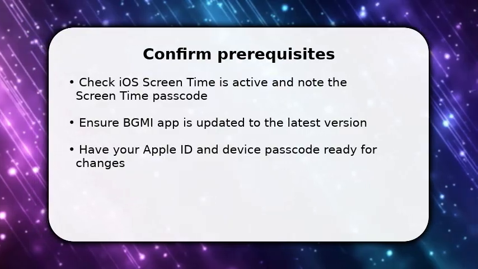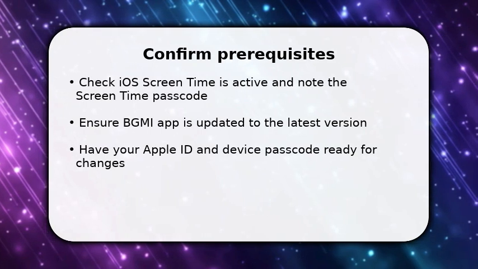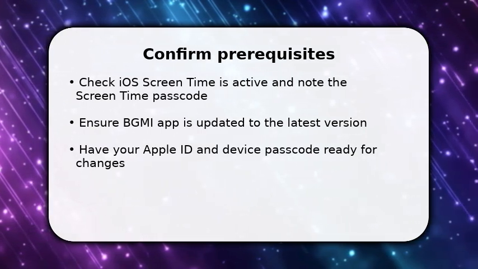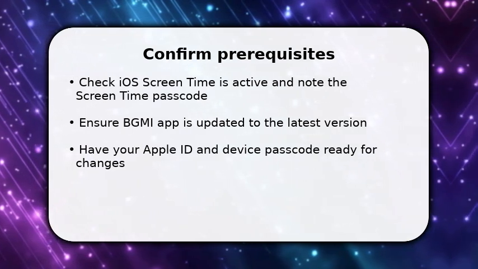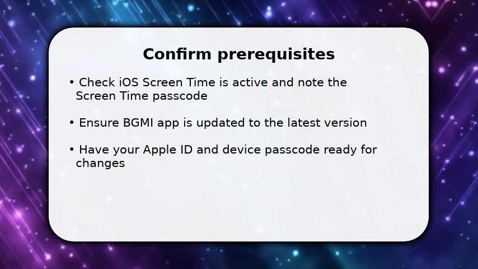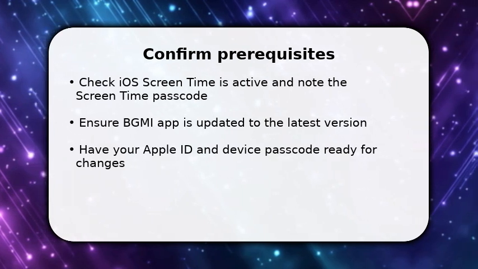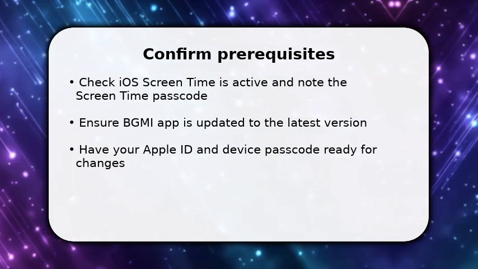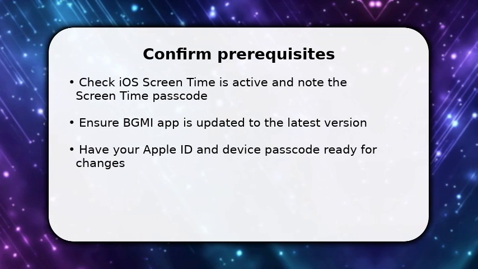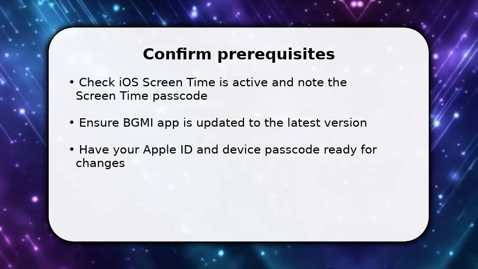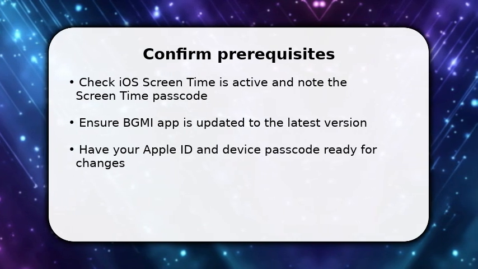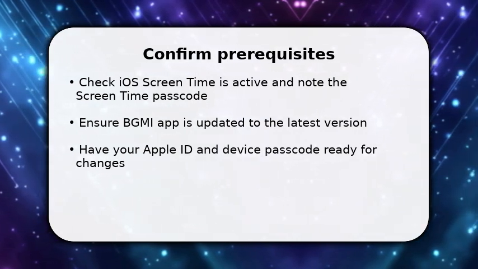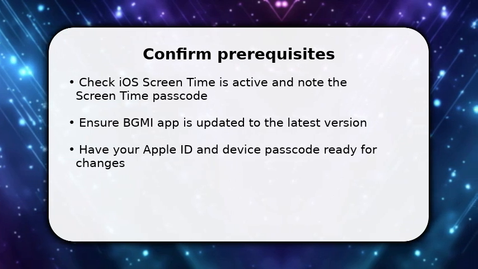You start by confirming the essentials. You must have access or permission to change screen time and the device settings. Once done, make sure BGMI is updated so app side limits aren't causing the issue. You should also verify your Apple ID and device passcode are at hand because legitimate adjustments require authentication. This prevents wasted steps and avoids attempts to bypass controls. If you don't have permission, talk to the account holder before proceeding.